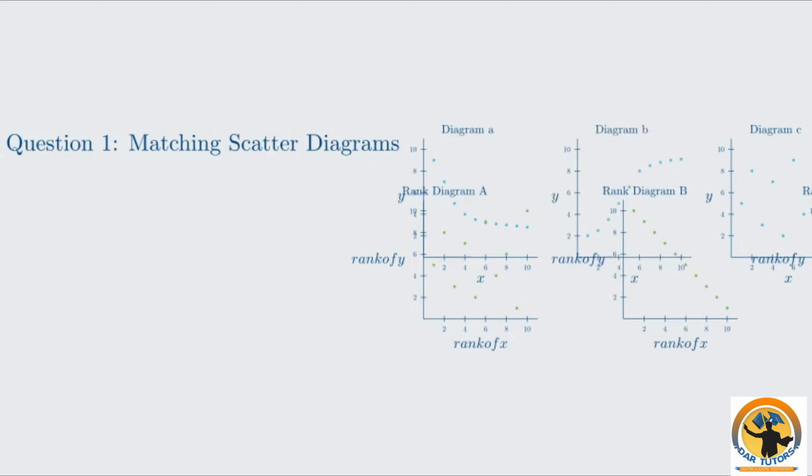Diagram B has a strong positive S-curve. This is also a strong monotonic relationship. When ranked, this should produce a very strong positive linear trend. This matches rank diagram C. Therefore, the matches are A to B, B to C, and C to A.